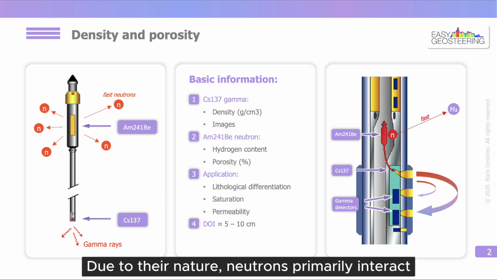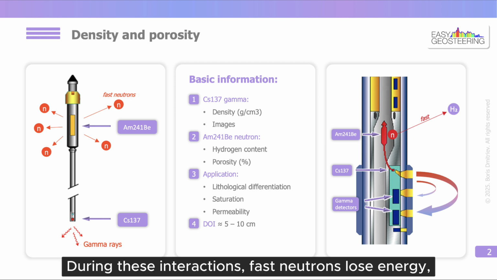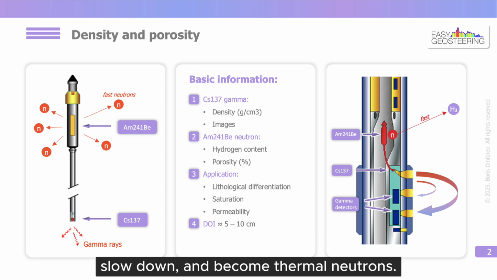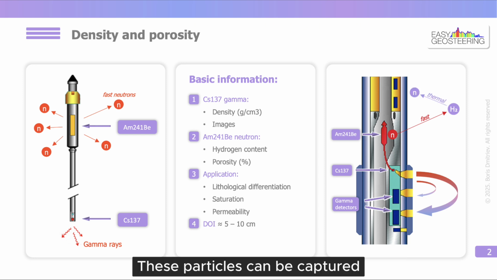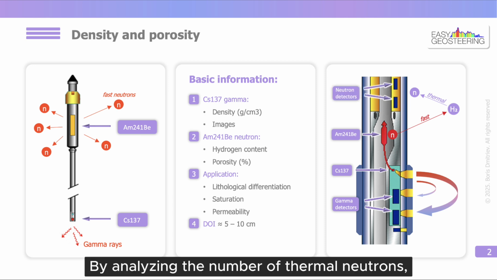Due to their nature, neutrons primarily interact with hydrogen in pore spaces. During these interactions, fast neutrons lose energy, slow down, and become thermal neutrons. These particles can be captured and counted by the helium neutron detectors. By analyzing the number of thermal neutrons, we can estimate the formation's porosity.